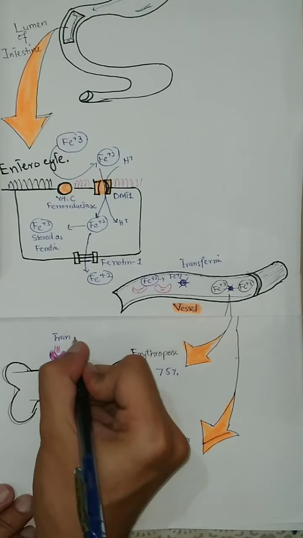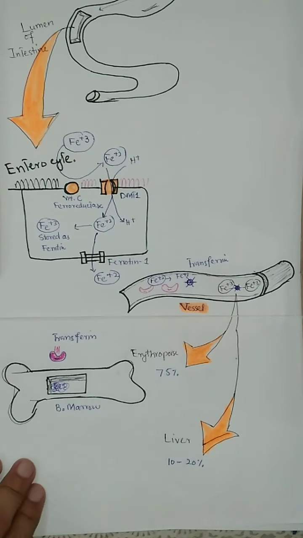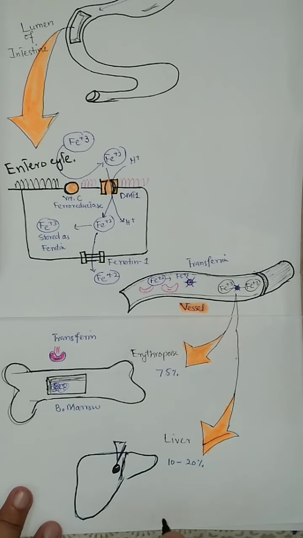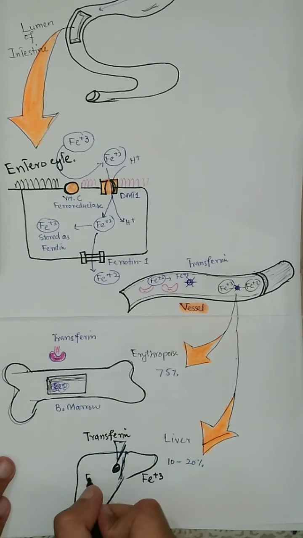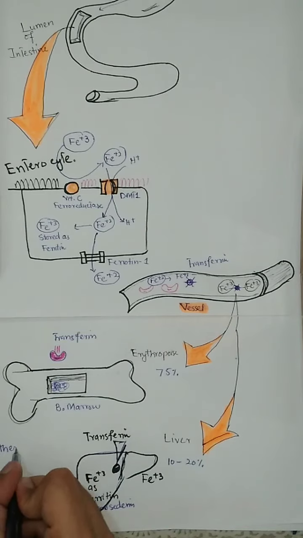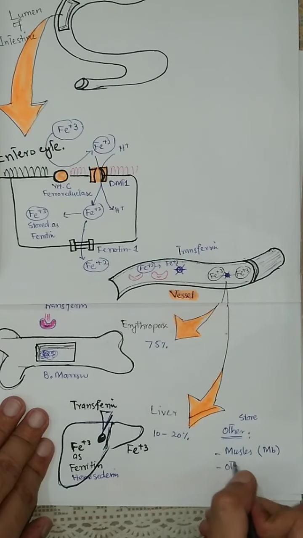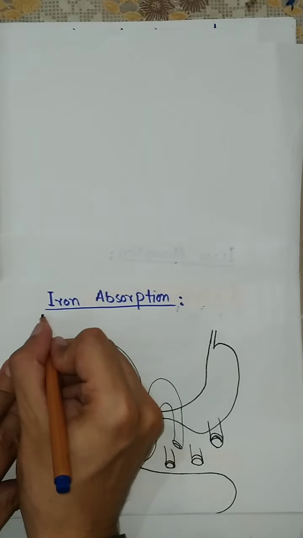Along with the bone marrow, the iron is also transported to the liver. Out of the total iron absorbed, about 10 to 20% is transported to the liver. Inside the liver, the iron is stored as ferritin, or it may be stored as hemosiderin. The iron may be transported to other parts of the body, like muscles. In muscle, it is present in myoglobin, or in other tissues it is present in cytochrome.